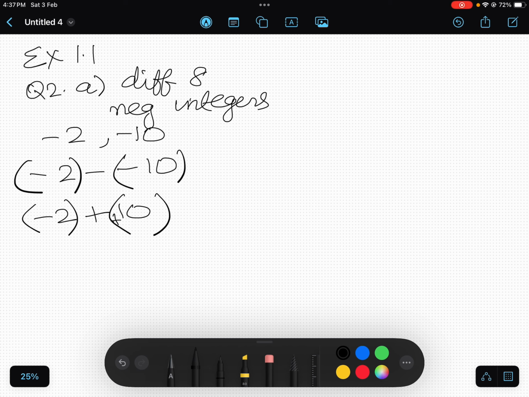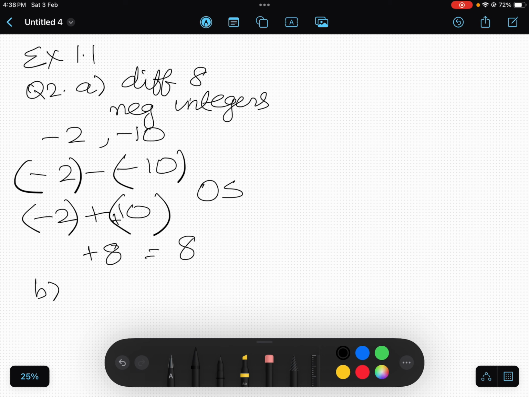So are the signs same or opposite? It is opposite. So we have to subtract it. So 10 minus 2 will give you 8. And 10 is a bigger number with a plus sign. So this 8 will get a plus sign. So it means just writing an 8. So minus 2 and minus 10 are the pair of integers whose difference gives 8.